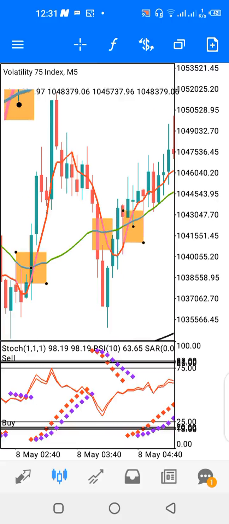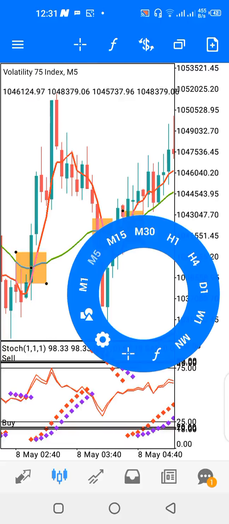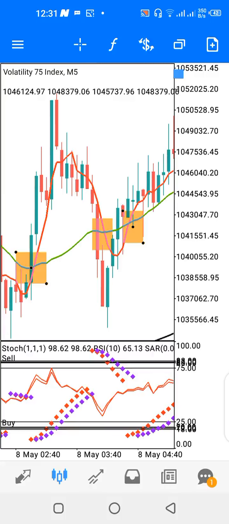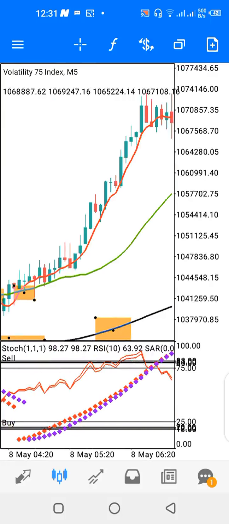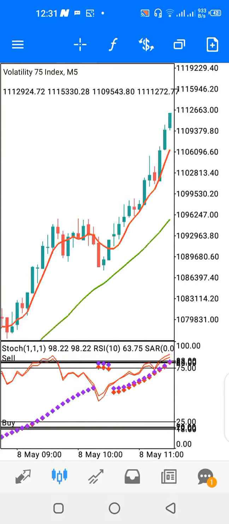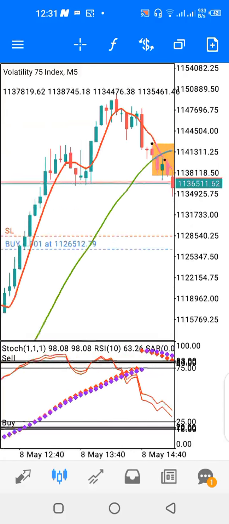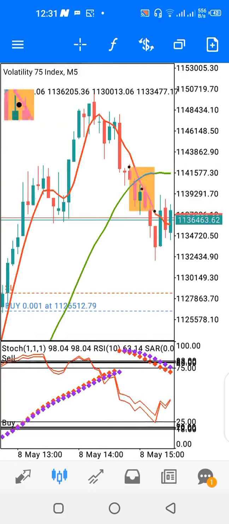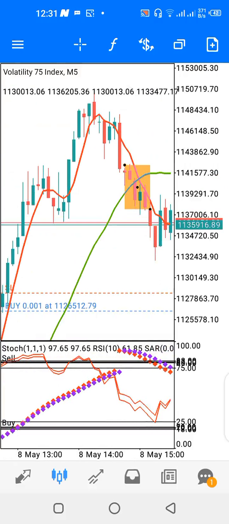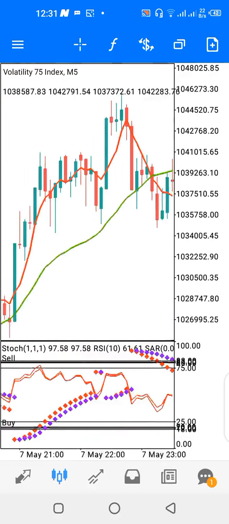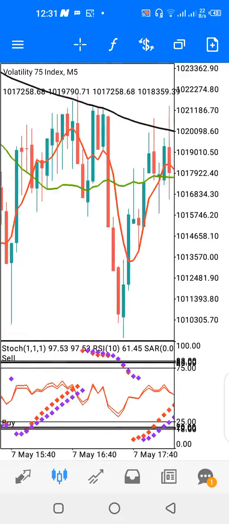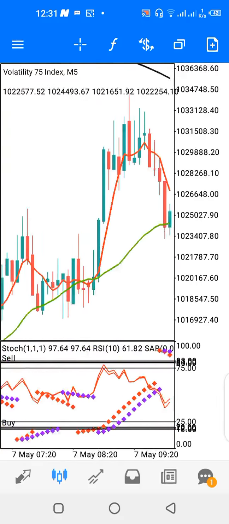Now if I buy at this point, my stop loss will be around here. You can see what happened. Price continued up until we have a sell around here.